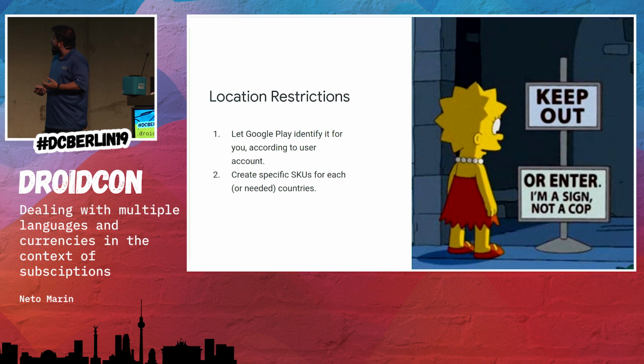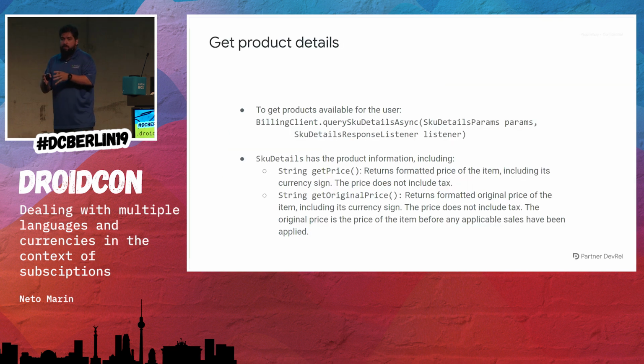But remember, when you get these products, we are already giving you some information. When you are using your different SKUs, maybe you have to deal by yourself with some changes. So here in the code, for example, you have the SKU details response listener. Oh, sorry, the querySkuDetailsAsync. This is used on the billing client. Just to give more context, this is part of the Play Billing library.